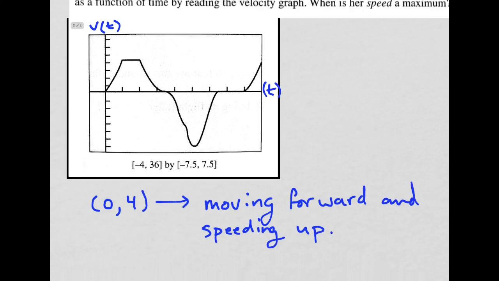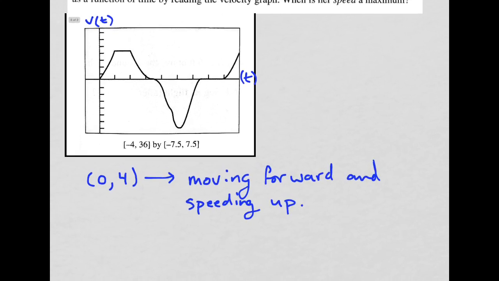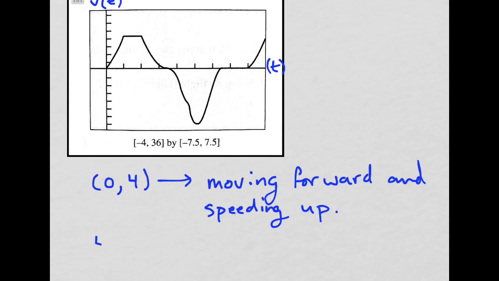Yeah. And she's moving forward. So speeding up doesn't involve velocity. Or it does involve it, but it doesn't involve direction, I should say. Moving forward and speeding up just means velocity is increasing. Okay. From 4 to 8, what's happening?